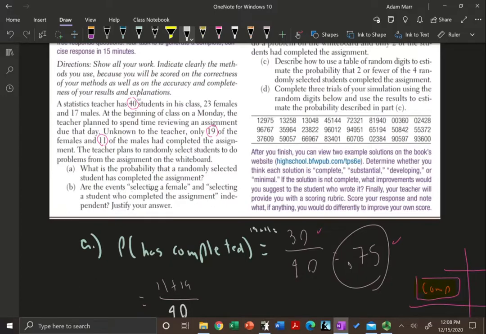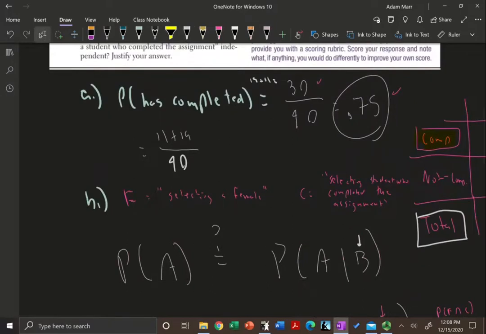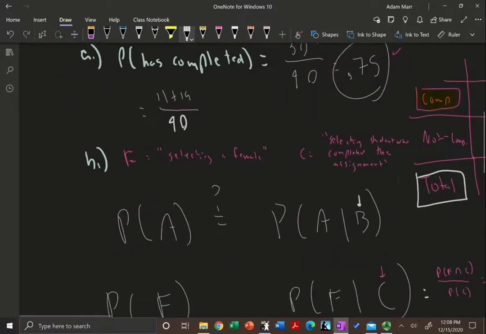Part B, are the events selecting a female and selecting a student who completed the assignment independent? Justify your answer. So F, we're going to represent selecting a female. C, selecting a student who completed the assignment. Remember, to find independence, that means the probability of one event would equal the probability of that same event given a second event has happened. If they're independent, that second event has no effect on the first event's probability.